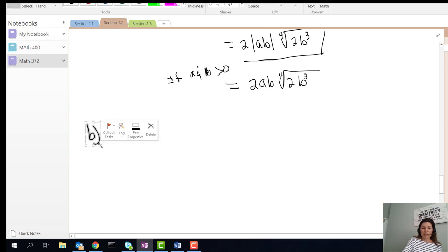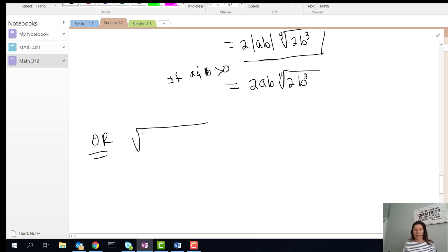So the other way that you could do this problem is, if I started with the fourth root of 32 a to the fourth b to the seventh. This might be a longer way, but just to get the practice, maybe you might want to do it the longer way first and then work your way to the first way that I did it. So when you break up 32, 32 is 2 times 16, and then 16 is 2 times 8, and so forth.